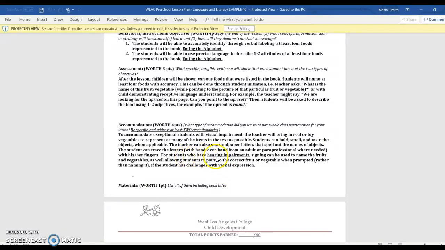For students who have hearing impairment, signing can be used to name the fruits and vegetables, as well as allowing students to point to the correct fruit or vegetable when prompted, rather than naming it if the student has challenges with verbal expression. So again, you can choose any 2 exceptionalities and give at least 1 concrete way that you would be able to help a child with that exceptionality access and be successful with the lesson.